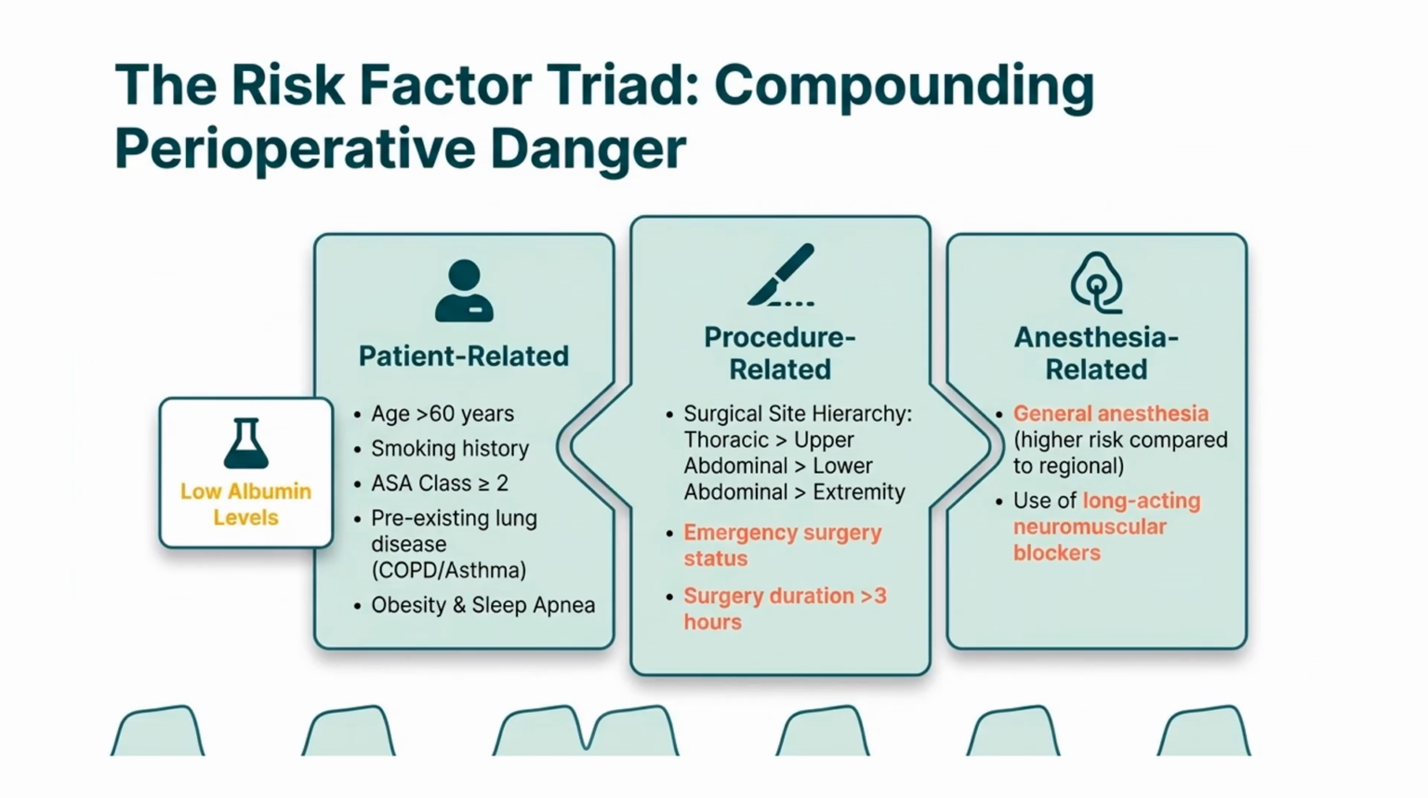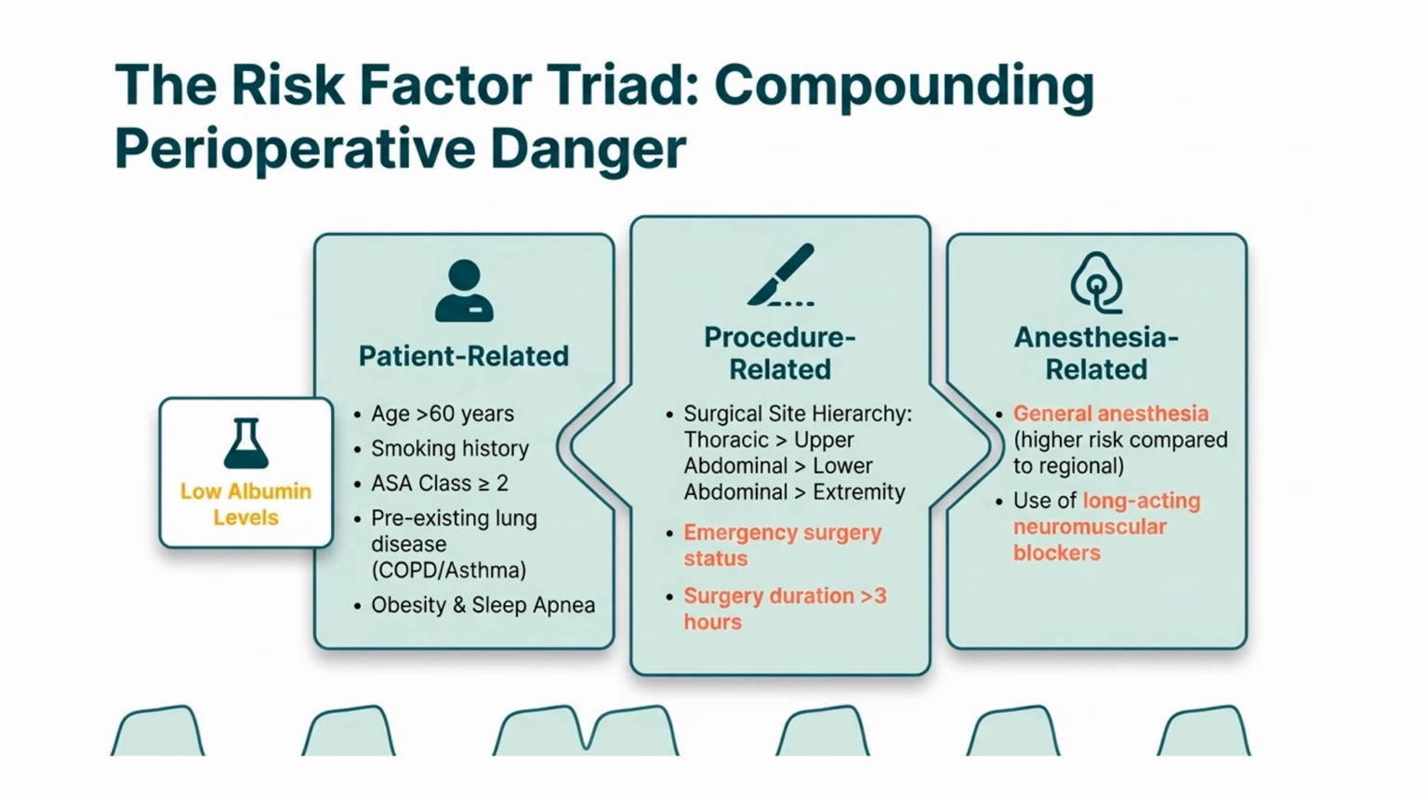Okay, so what is the risk factor triad compounding post-operative patients? Mainly low albumin level. If the albumin level is low, it's definitely a problem. Then patient-related conditions like age more than 60 years, smoking history, ASA class more than 2, and pre-existing lung disease like COPD, asthma, obesity and sleep apnea. So these are the patient-related risk factors for developing post-operative respiratory complications.